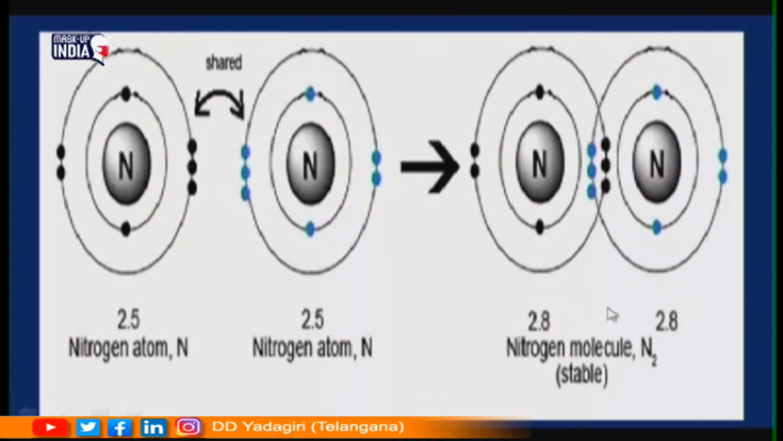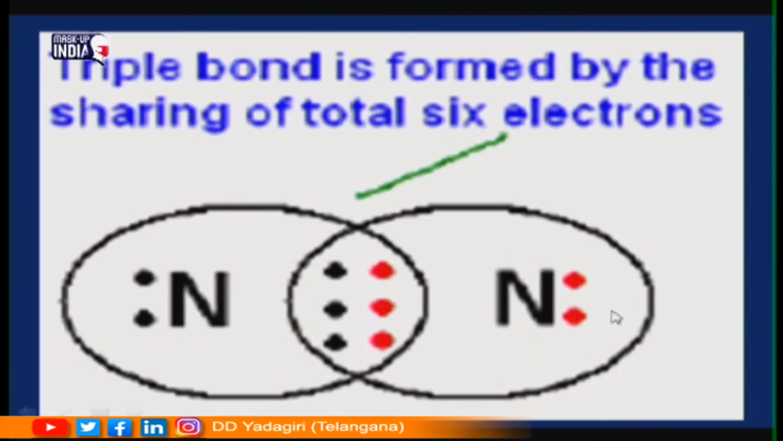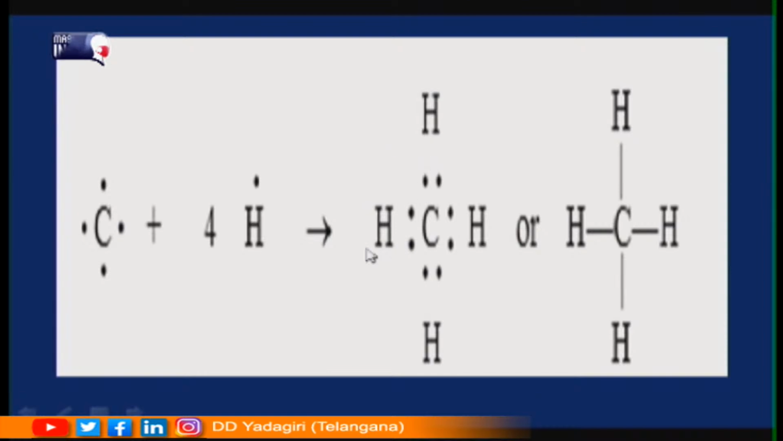So a nitrogen molecule is formed when 2 atoms of nitrogen combine with each other, forming a triple bond between them. So a triple bond is formed by sharing totally 6 electrons, that means 3 pairs of electrons. Now look at another example, children, methane.